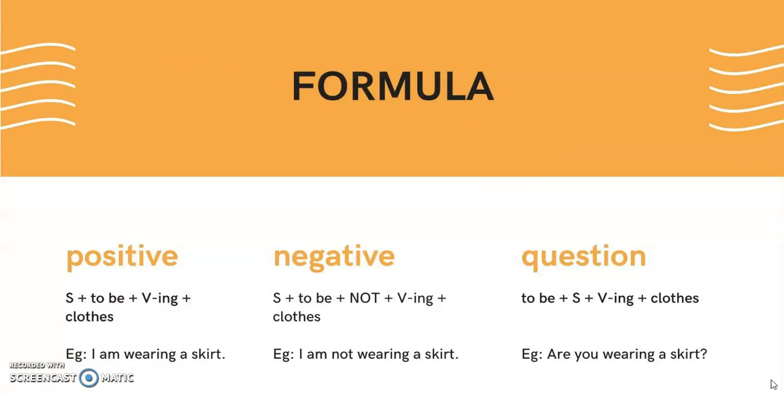Now let's take a look at the formula. You have 3 kinds of sentences as well. Let's take a look at these 3 examples here. You have I'm wearing a skirt. Don't forget to be and verb ing, and then the clothes. And then I am not wearing a skirt for negative. Don't forget not for negative, and then the to be in front of the sentence, in the beginning of the sentence for question sentence. Are you wearing a skirt?